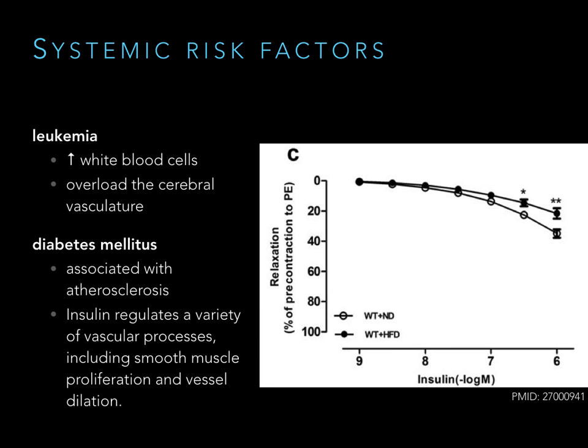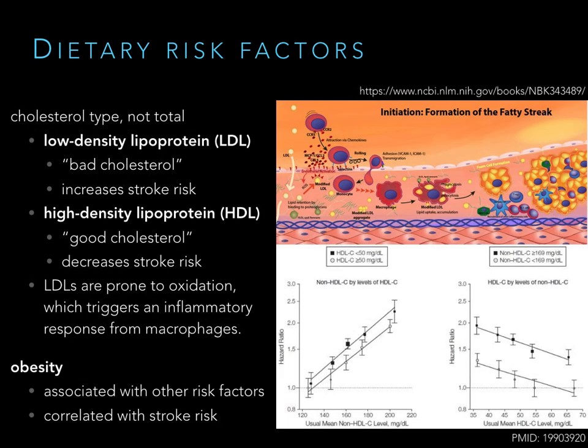The open circles are showing us just regular old normal diet rats. They've acutely isolated blood vessels and then treated them with insulin. With a normal diet, we can see relaxation in a dose-dependent manner. The black circles here are showing us the relaxation of vasculature from rats fed a high-fat diet. So diet can have an impact on stroke risk as well by interfering with insulin sensitivity. And that brings me to the next point, which is, of course, dietary risk factors.